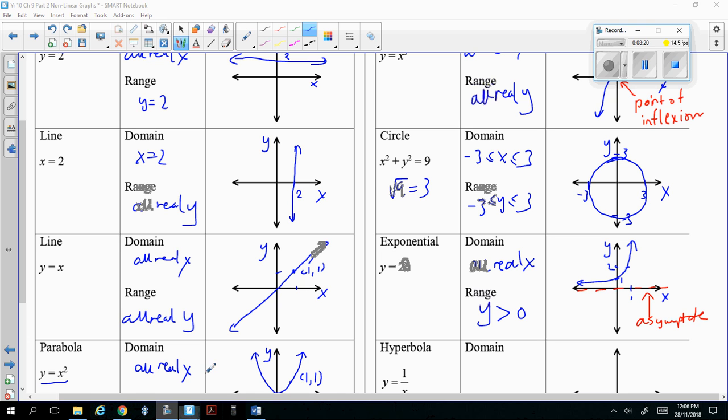Alright, so that's a very important summary page. I really suggest you keep this booklet until year 11 and even year 12. It's a very good summary for all the graphs.